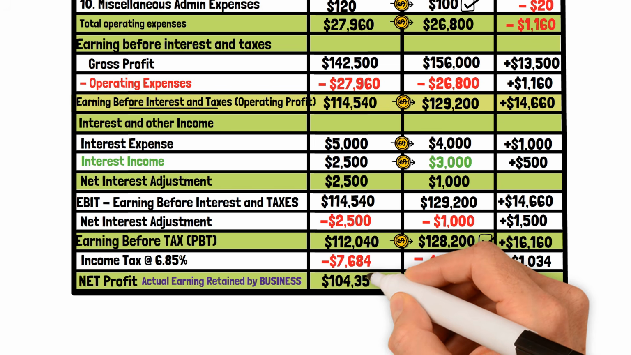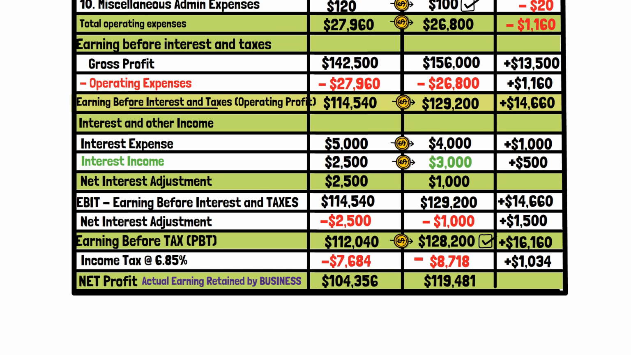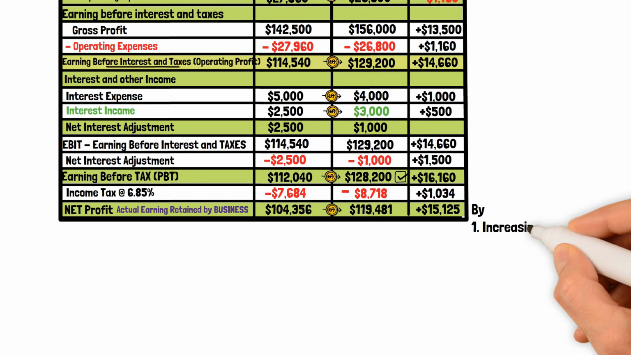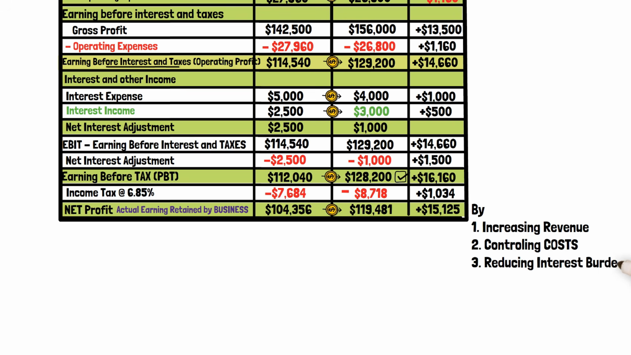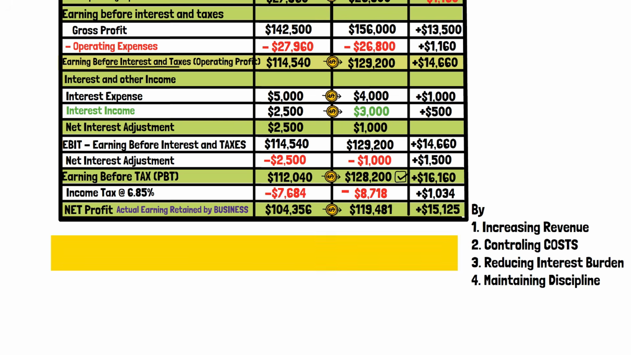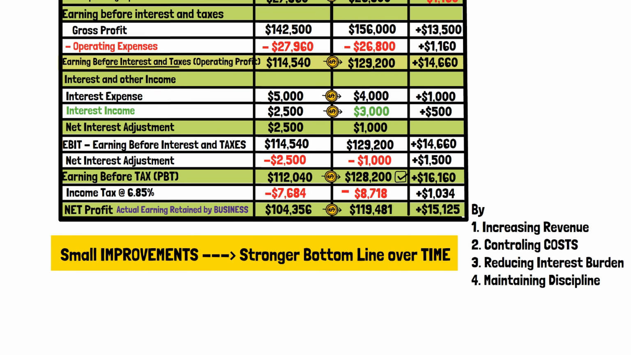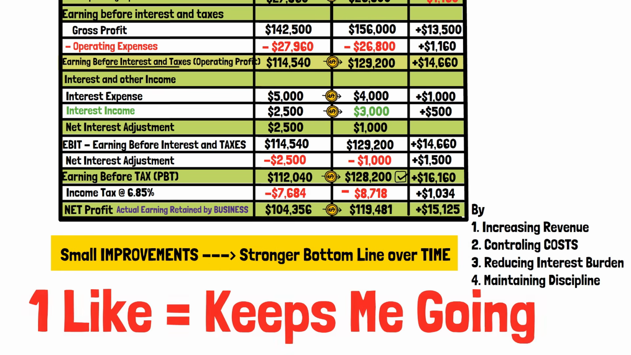Finally, net profit increased from $104,356 in 2024 to $119,481 in 2025. This year-over-year improvement shows that the business did not grow profit by cutting corners, but by increasing revenue, controlling costs, reducing interest burden, and maintaining discipline across operations. This comparison clearly demonstrates how small improvements in multiple areas compound into a much stronger bottom line over time.